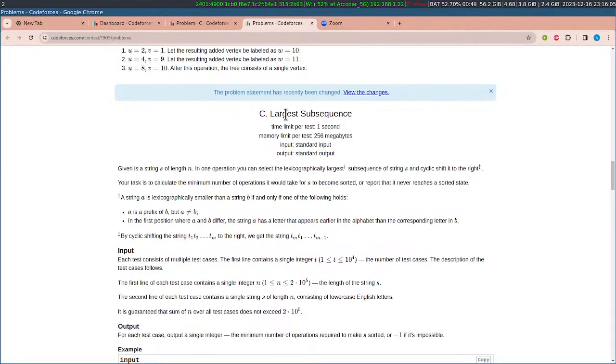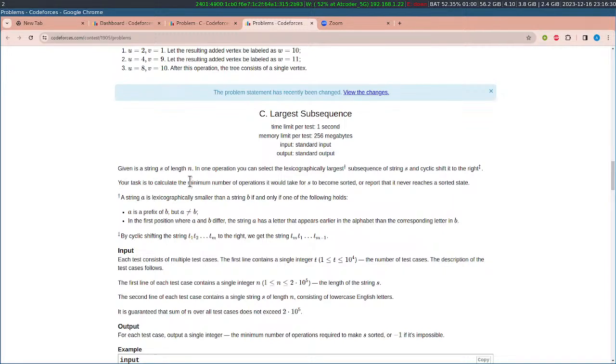Largest Subsequence. Given a string of length n, in one operation you can select the lexicographically largest subsequence of S and cyclically shift it to the right. They have also given us a definition of what they mean by lexicographically smaller and larger, and a definition of a cyclic shift. We will get to those definitions later. Let's look at what the problem is asking.